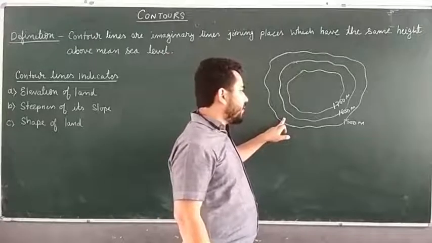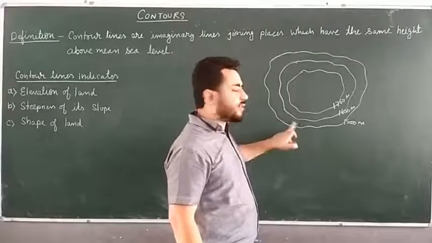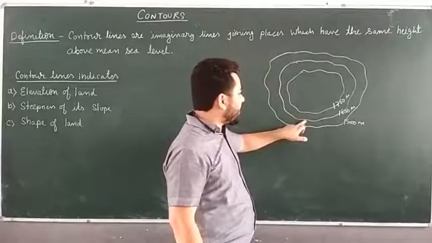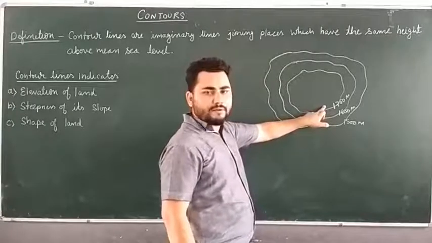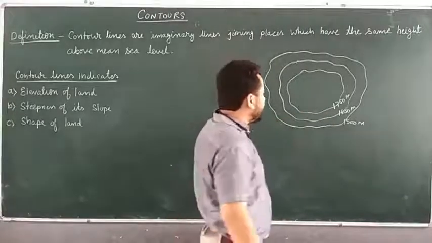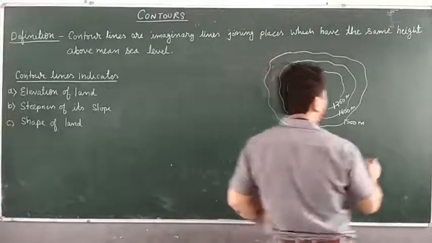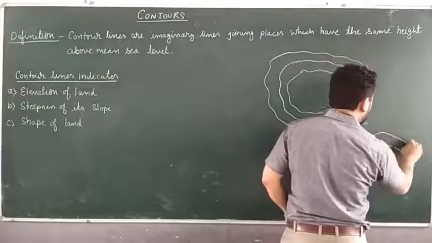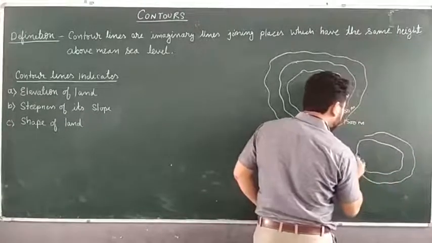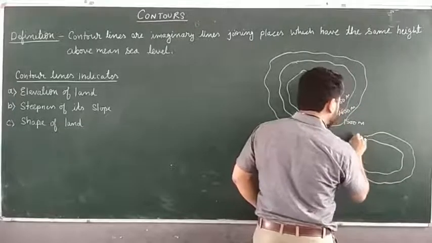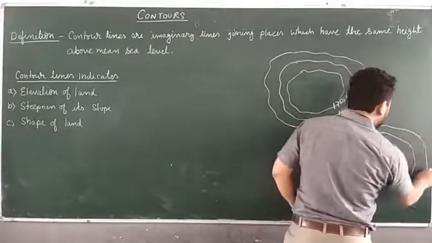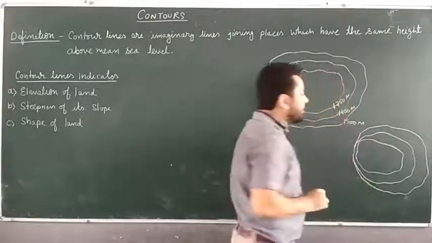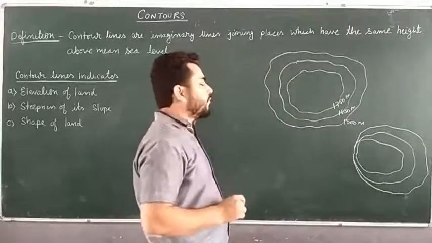They are circular lines. They never intersect each other. This 1600 line will not intersect with 1700, although they may come very close to each other. Suppose from here they are running like this, but here they have come very close to each other. They can even coincide with each other, but they will not cut each other. This is the property of contour lines.